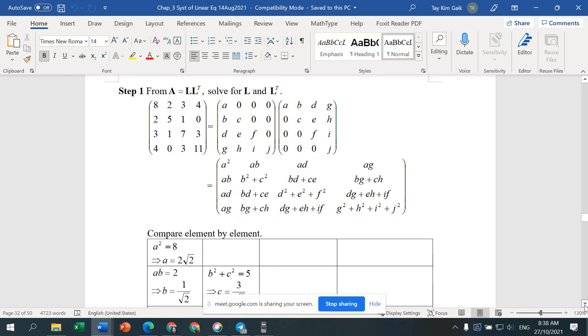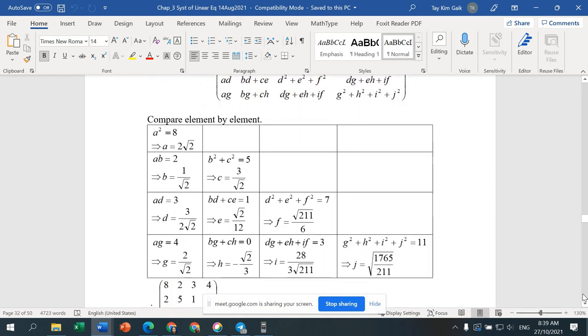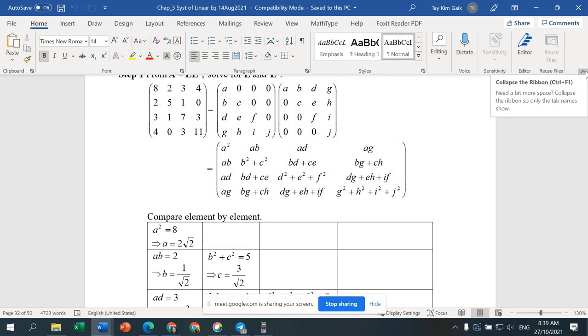I suggest that you prepare like here. If you have a 4 by 4 system, you prepare a 4 by 4 grid here. It will be more systematic compared to writing everywhere. Later on, you want to find where it is, because you put it in a 4 by 4 grid, and then you just compare according to its position here. Row 1, column 1, A squared equals 8.